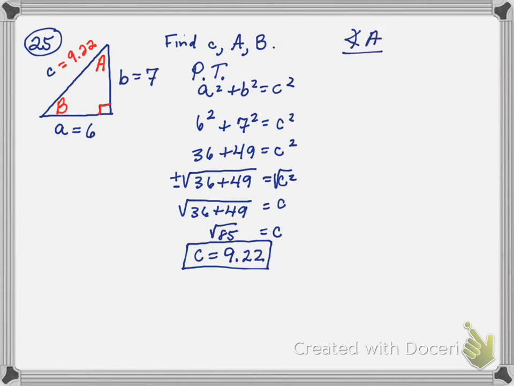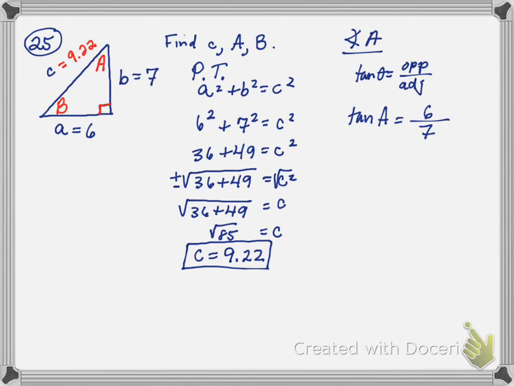So angle A can be found using trigonometry. When I look at this, I see that angle A has side A across from it, and the given side was side B, which is 7. So since I know the opposite side and the adjacent side, I'm going to go ahead and use the trig function of tangent, because we know that tangent theta is equal to opposite over adjacent. So now I can write up tangent of angle A is equal to the opposite side, which is 6, over the adjacent side, which is 7.